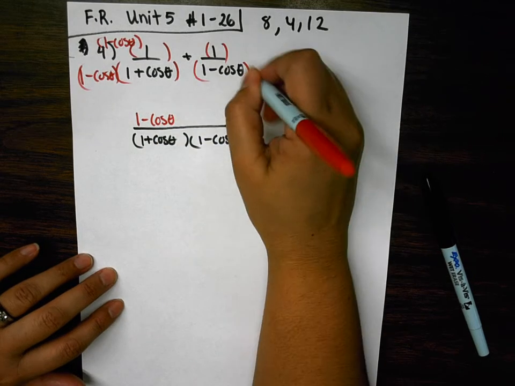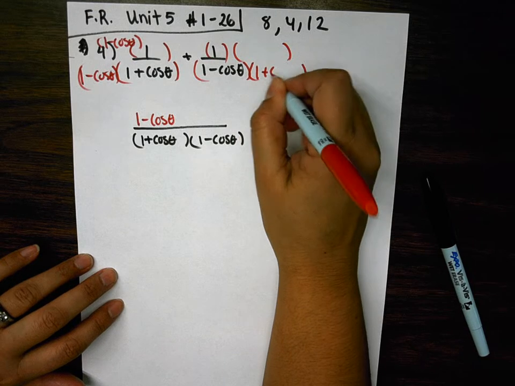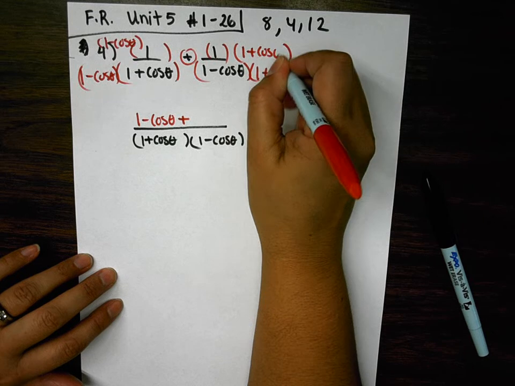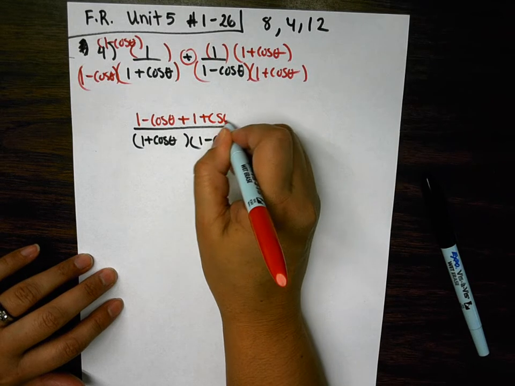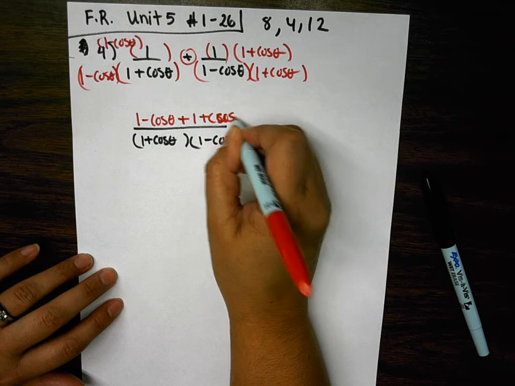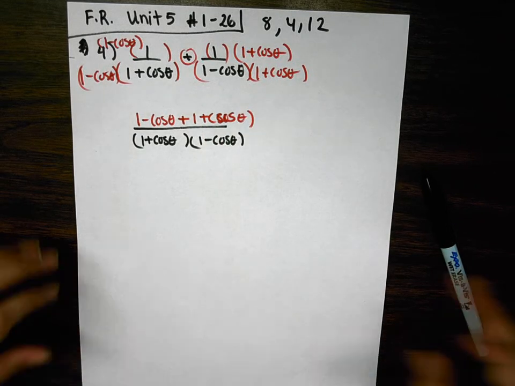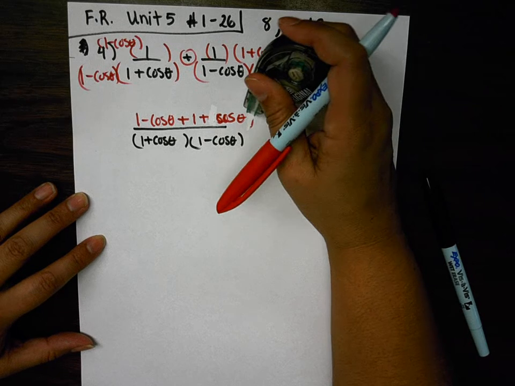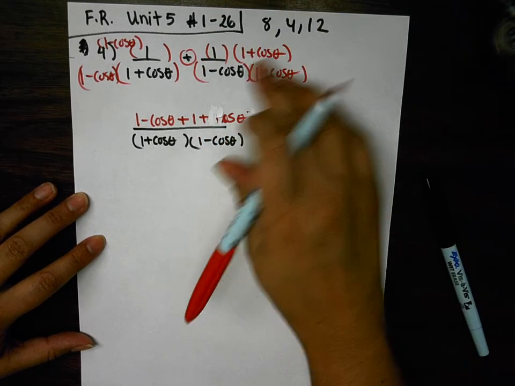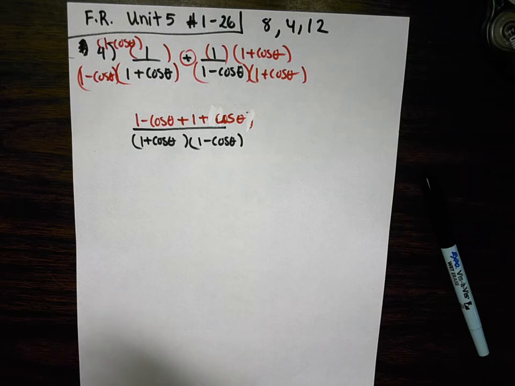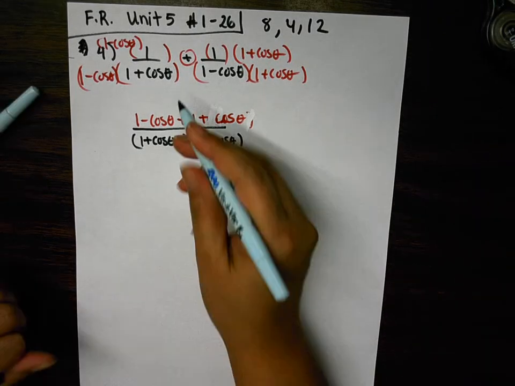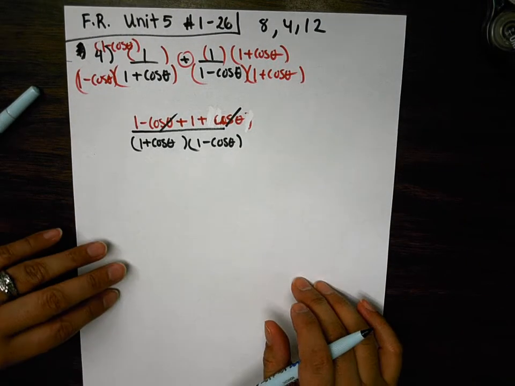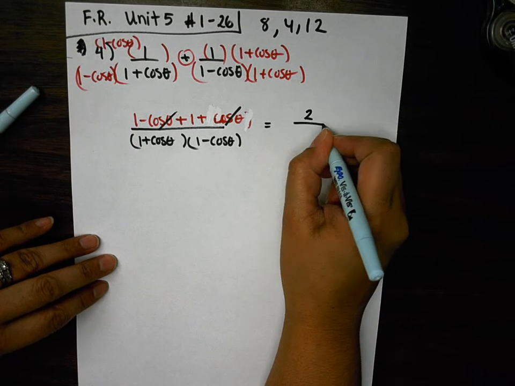And what do I multiply the second fraction by? 1 plus cosine. And because there's a plus sign in the middle, I don't have to worry about distributing anything. 1 plus cosine times 1 is simply 1 plus cosine. Okay, what's going to end up happening? Cancel out. And we're left with what? 2 at the top. 2 over.